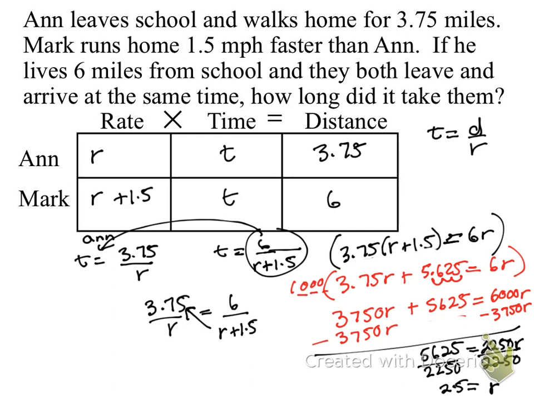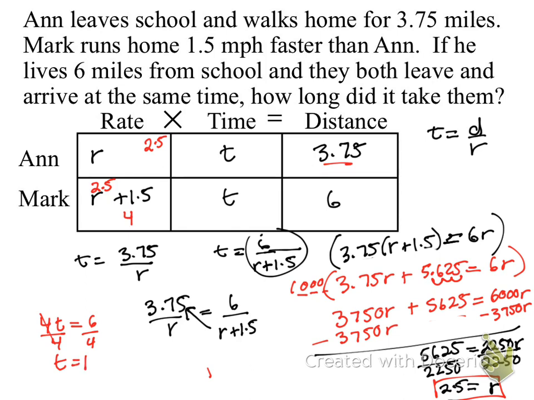So how long did it take them? That's not what I'm looking for. How long did it take them? You could use either equation. If my R is 2.5, I think since this has a decimal, I'm going to substitute it in here. So 2.5 plus 1.5 makes what? 4. So then I've got 4t equals 6. Divide by 4, divide by 4. T equals 1, with a remainder of 1/2, so 1.5 hours. T equals 1.5 hours.